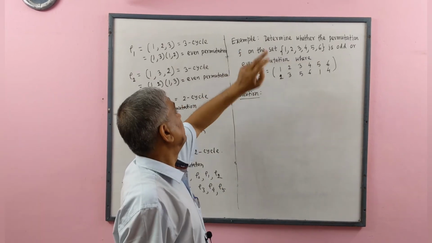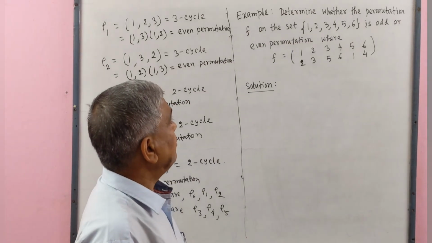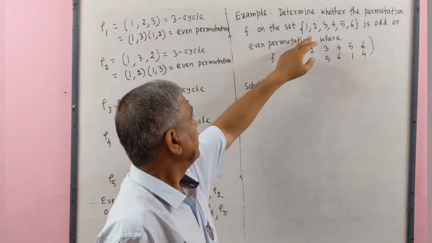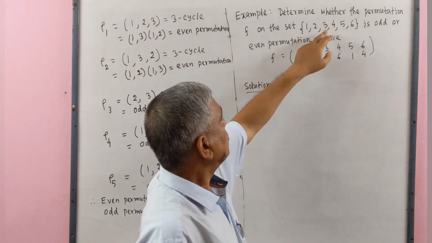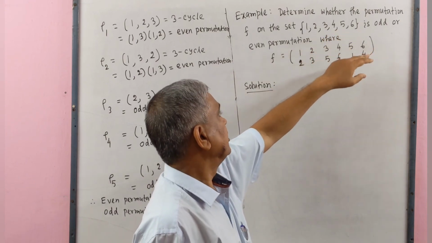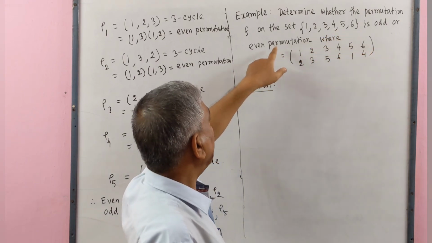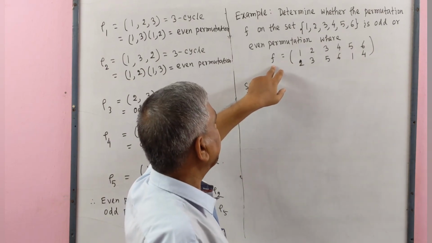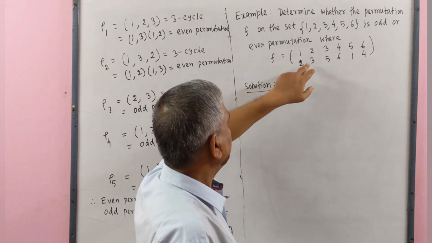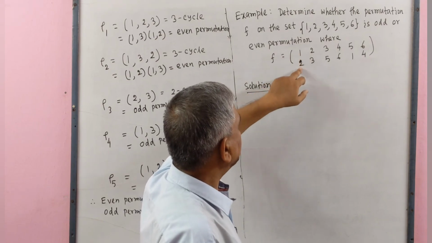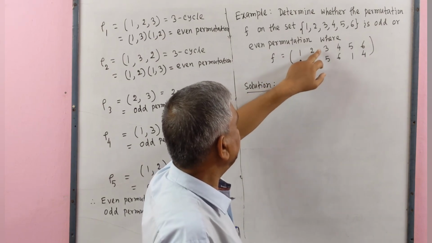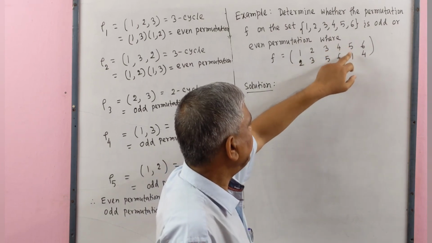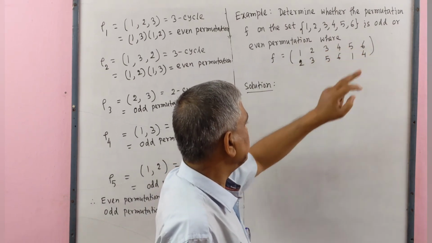Next example. Determine whether the permutation F on the set containing elements 1, 2, 3, 4, 5, 6 is an odd or even permutation, where F is the given permutation in which the image of 1 is 2, image of 2 is 3, image of 3 is 5, image of 4 is 6, image of 5 is 1, and image of 6 is 4.